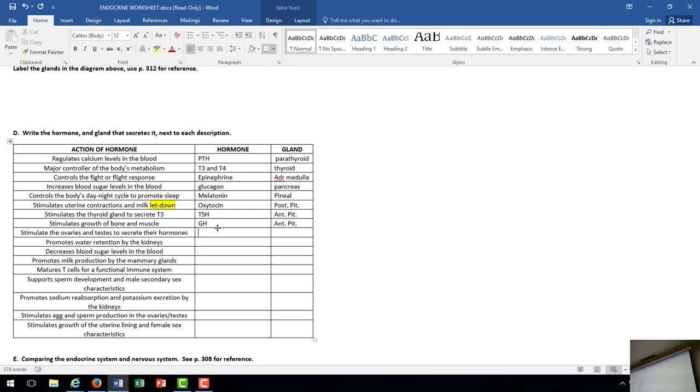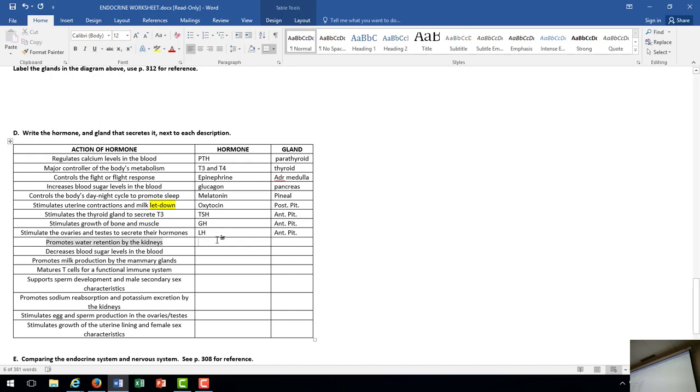Now you have to decide which one stimulates the ovaries and testes to secrete their hormones. FSH. Well, there's two choices, FSH and LH. When we look at the list in your lab packet, LH is the one that stimulates testosterone production and estrogen and progesterone. So it's LH in this case. And again, that's the anterior pituitary.